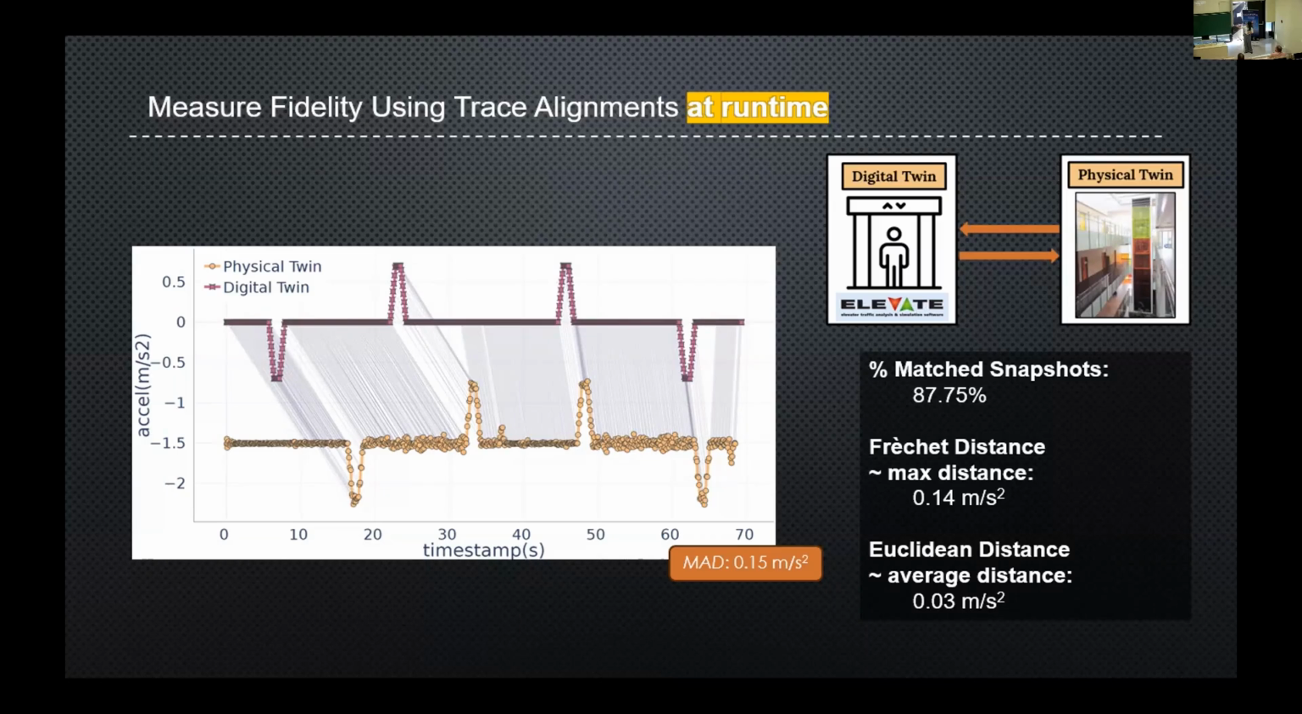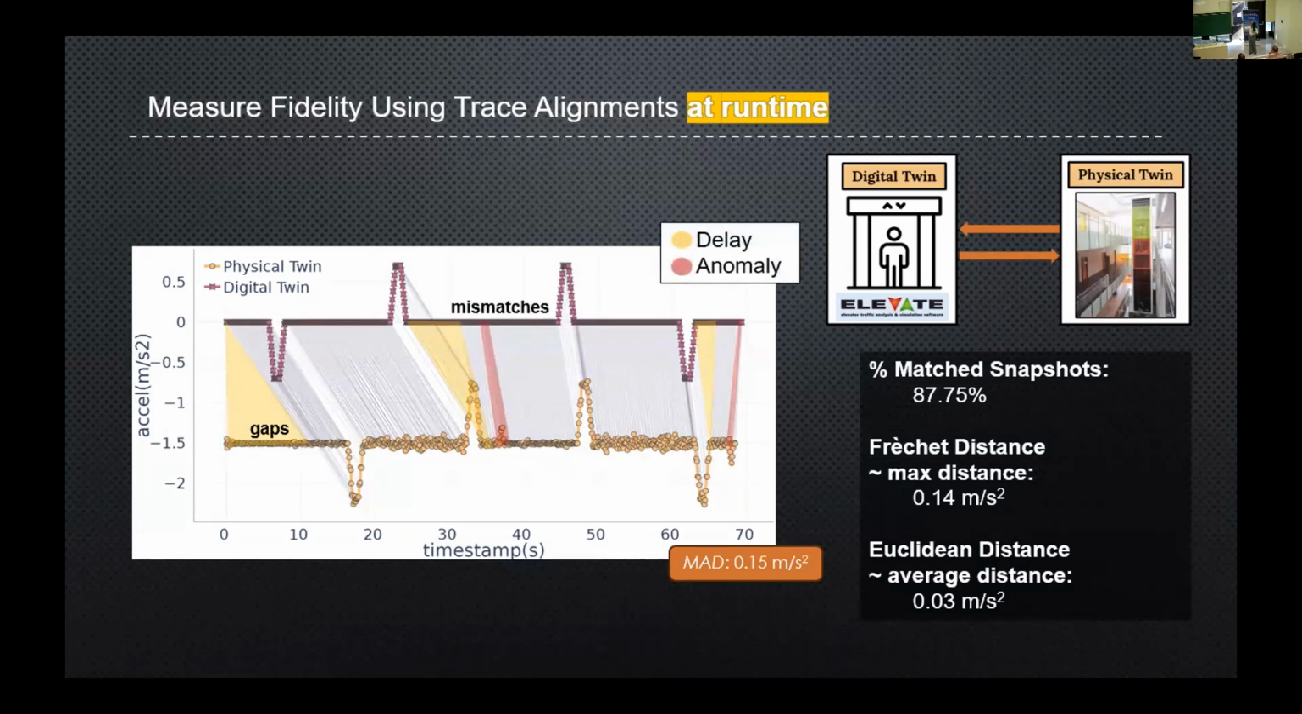So here we can see the negative acceleration of going down and the positive acceleration of braking before arriving at the ground floor. And then we have here the alignment. So we can see some difference already. These are sequences of gaps that are pointing to a delay in the behavior of the physical twin, because the movement of the physical twin starts later. And then we can see some mismatches which are different between the traces. And this means that there is a small anomaly here, if we can see it.